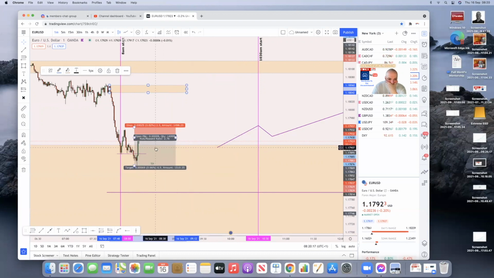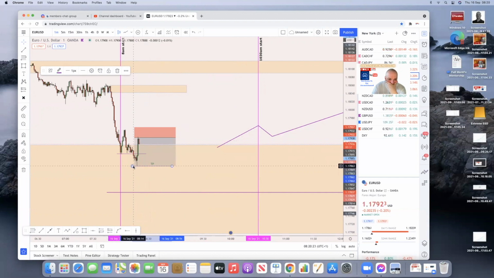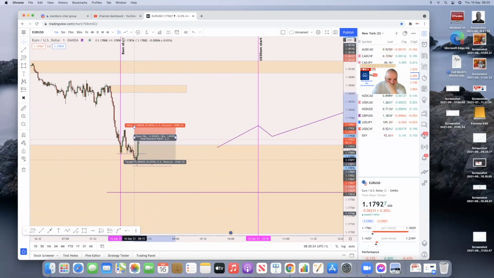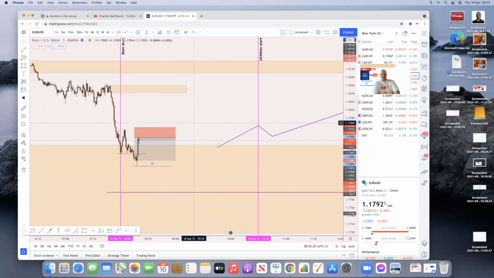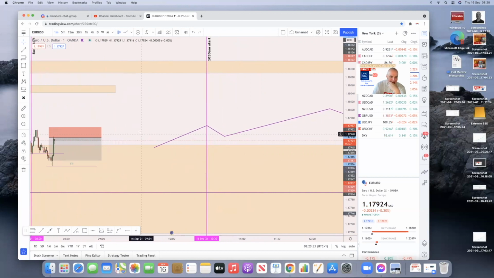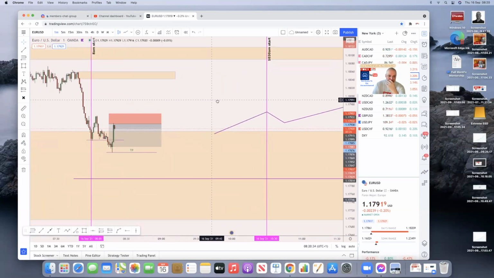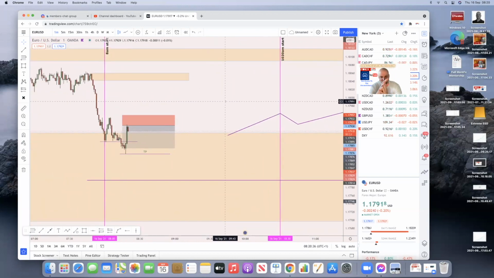It's 2.76. I would possibly, in all honesty, I might actually even take that down to there, the body, rather than the wick, just to play it safe for today, even though this is the liquidity area. Okay, we'll just keep continuing and watching this play out.